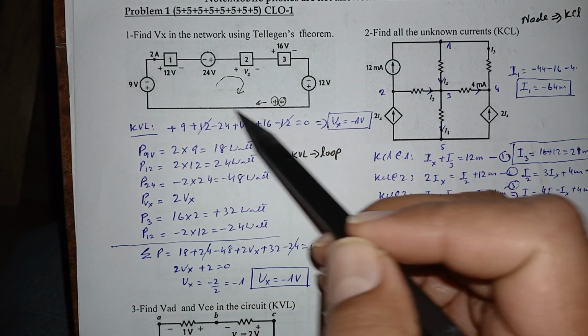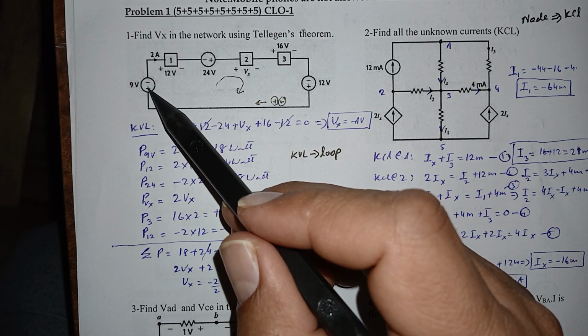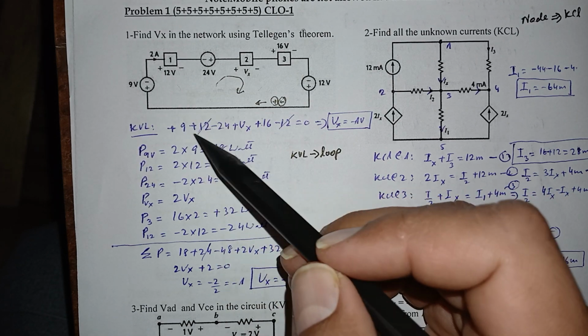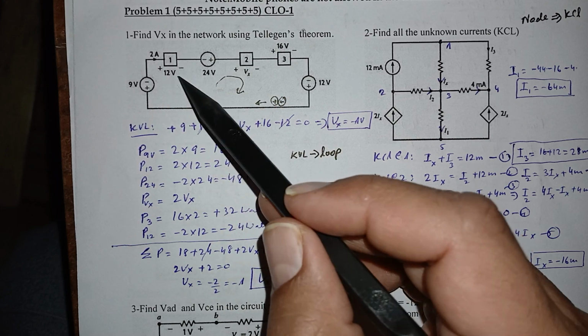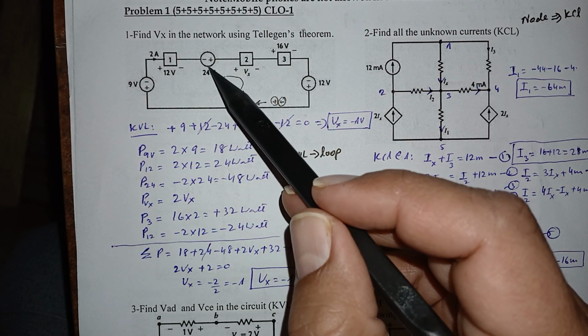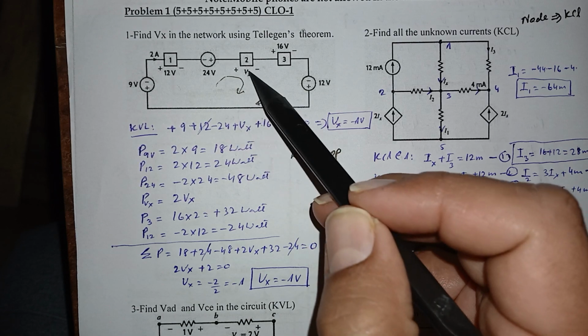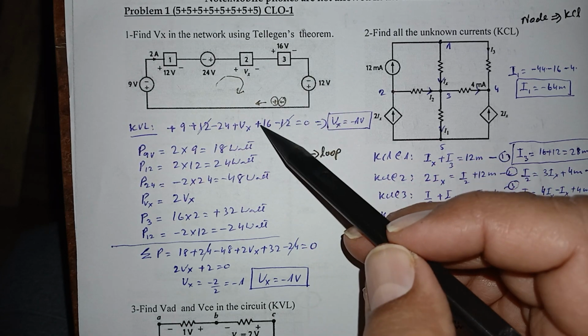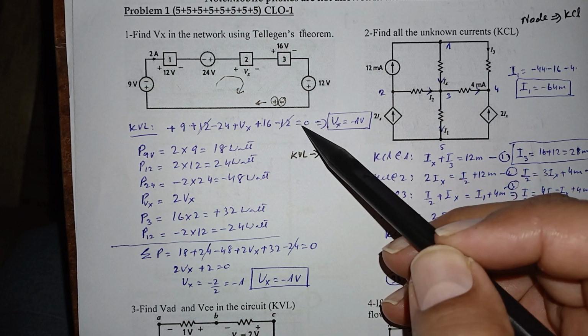KVL in this loop: I have assumed the direction. Positive charge I know is flowing in this direction, so I'll come to this one. I hit a positive terminal, plus, and this was a plus 9, so I write plus 9. Plus 12 volts, plus 12. Minus 24, minus 24. Plus Vx. Plus, and this is 16. Minus, and this is minus 12, is equal to 0.